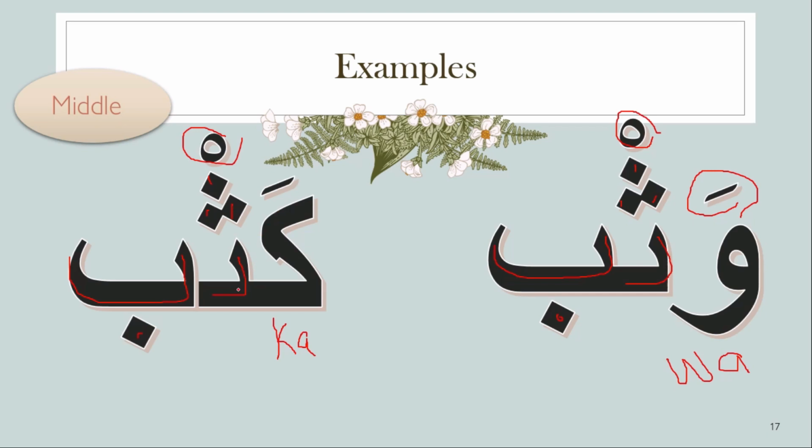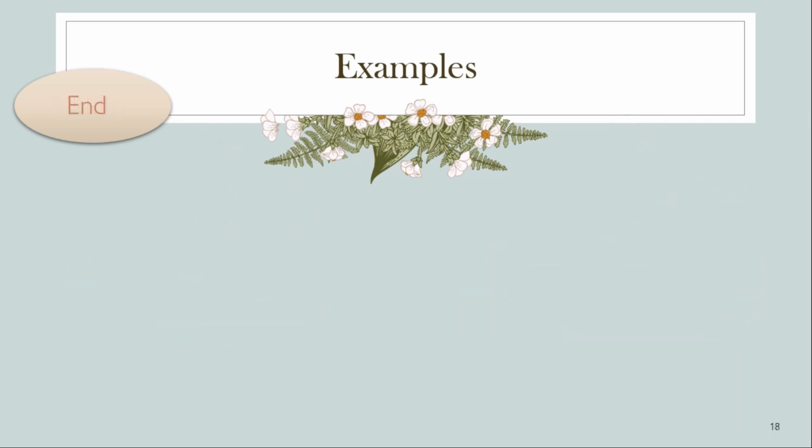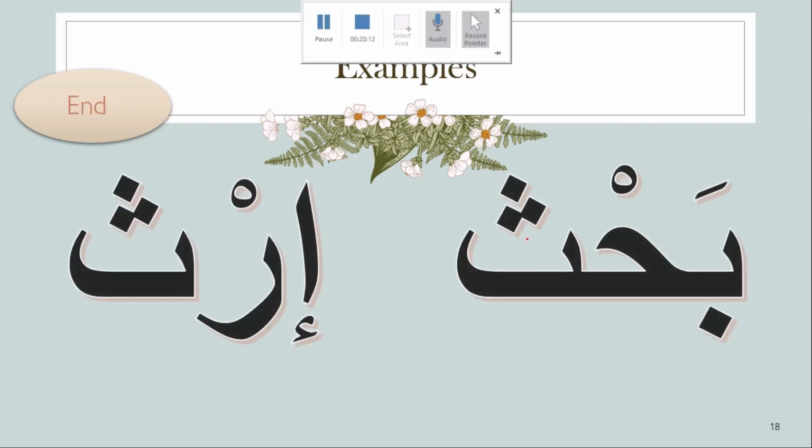Ka, kathb, kathb, kathb. Okay, this is Tha in the middle, and ba in the end.